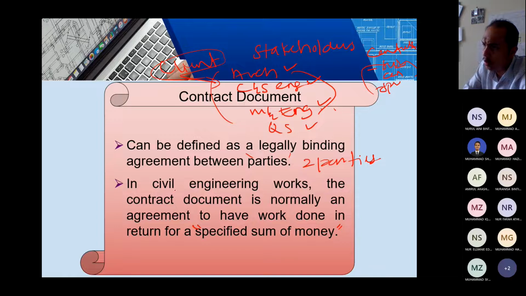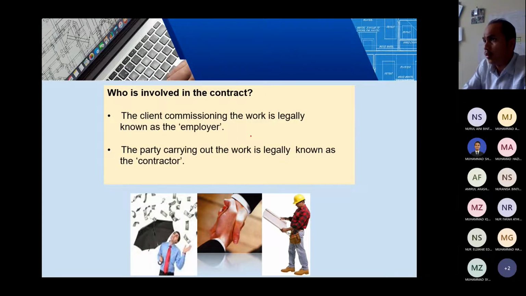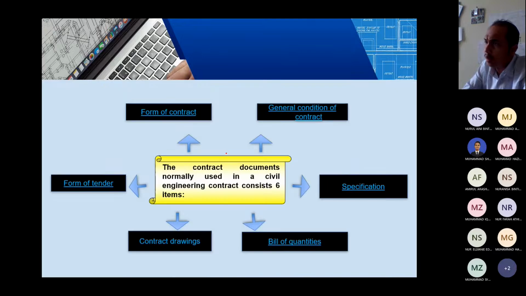Okay, a civil engineering work contract document is an agreement to have work done in return for a specified sum of money. So who is involved in the contract? The client is called the employer, and the party carrying out the work is legally known as the contractor. Okay, so this is the contract document.